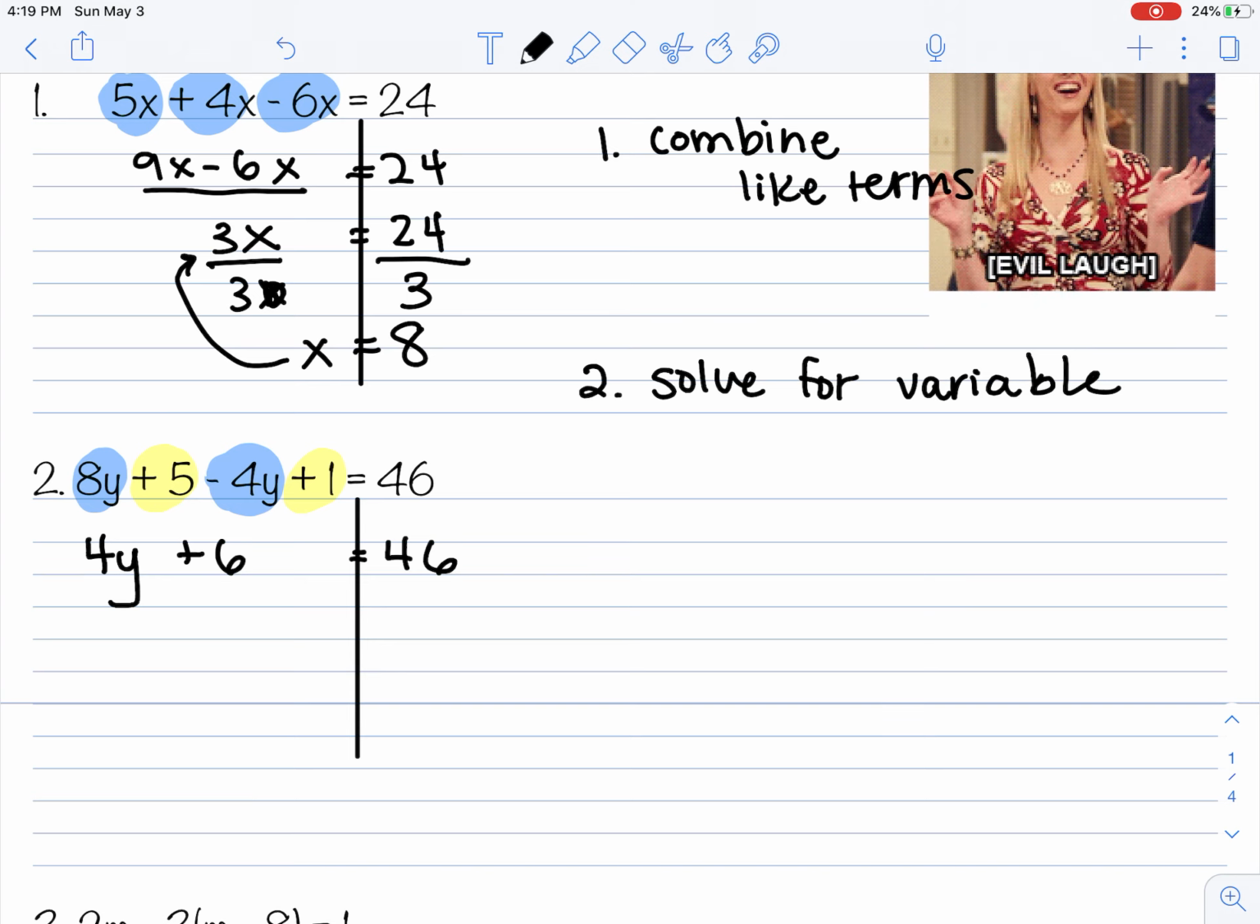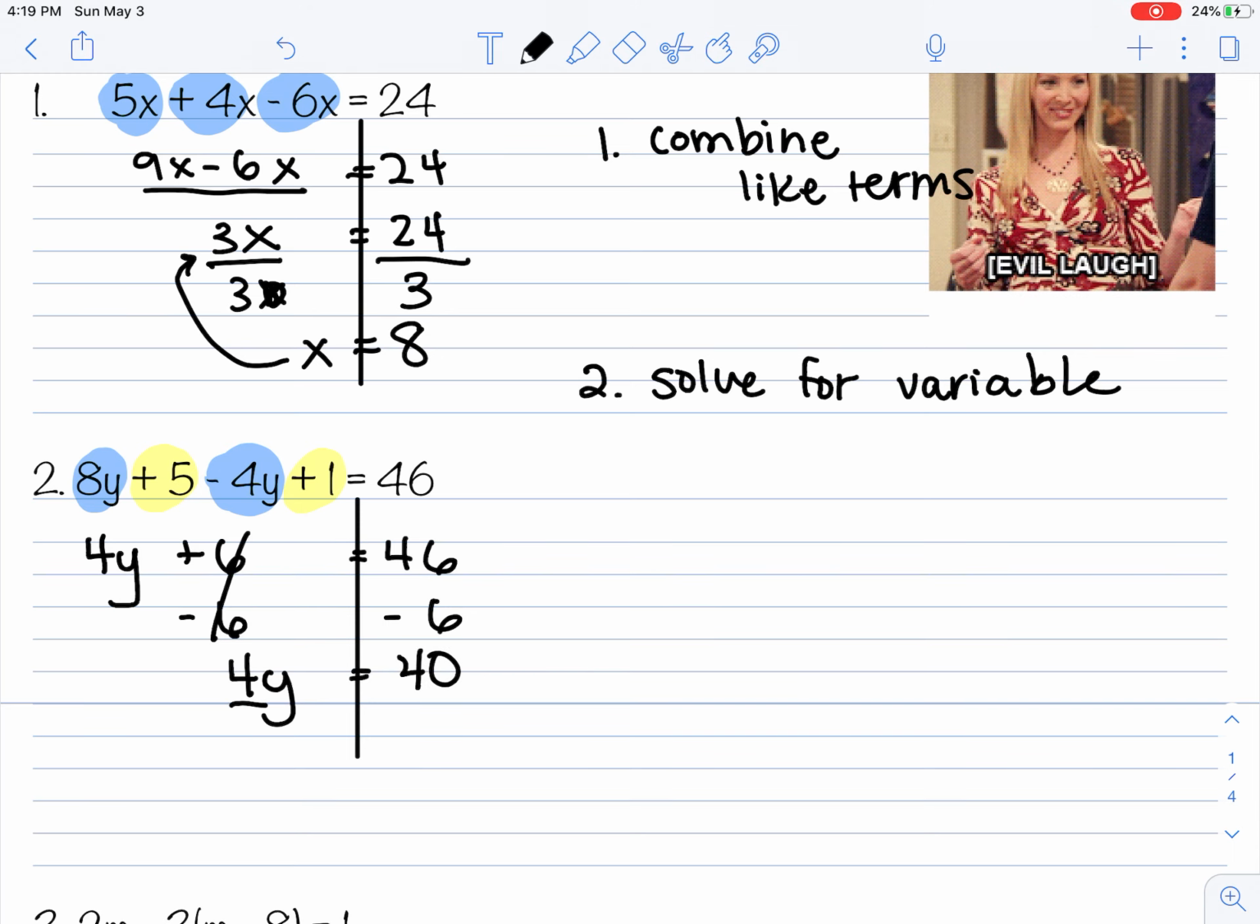Okay, and I'm going to do that by doing my addition and subtraction first. So I see I have a plus 6, and I know I can get rid of addition by using subtraction. So I'm going to subtract 6 from both sides. This side cancels out, and I get 4y is equal to 46 minus 6, which is 40.